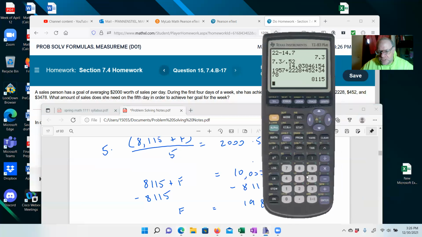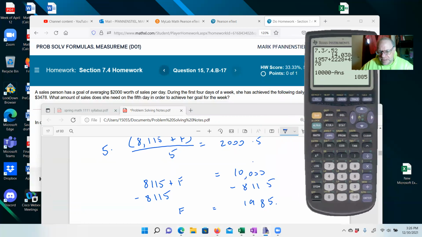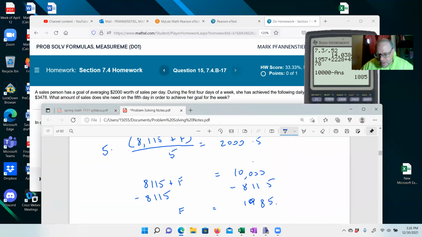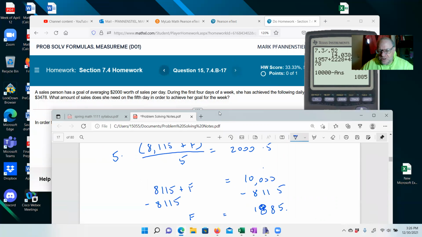Okay, so we'll just double check. We'll say 10,000 minus our answer. And, 885. Oh, I can't make change today. Glad I checked. All right. So there's where we are. Okay. So that is pretty much our two-step solution.